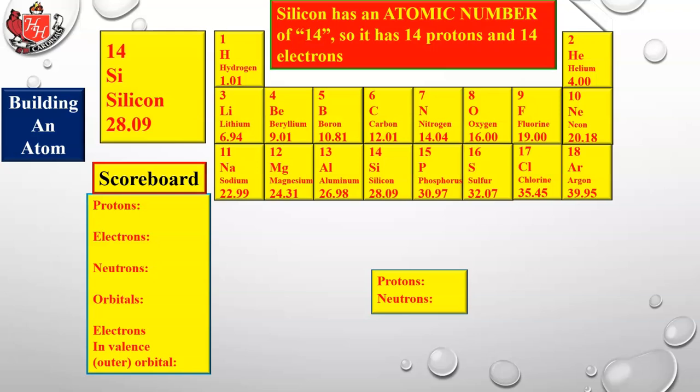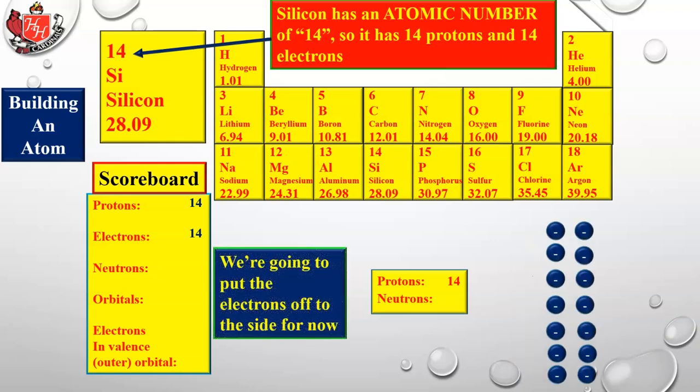It has protons, it has neutrons. Silicon has an atomic number of 14, so it has 14 protons and 14 electrons. So we're going to go ahead and fill in our scoreboard of 14 protons and 14 electrons. We can also fill in our nucleus that it has 14 protons. Okay, and we're going to put the electrons off to the side for right now. We're going to place them at the end.